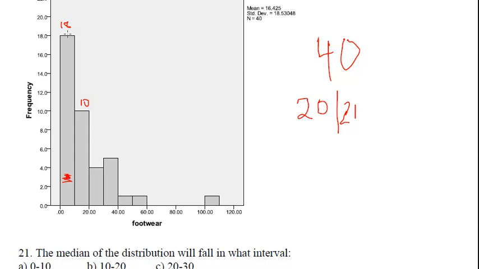Well, the first 18 observations are somewhere between 0 and 10. So I haven't reached that 20th observation. But the next 10 observations, those would be observations 19 through 28, right? Because this goes up to 18 and then I have an additional 10. And so these observations are going to be in there somewhere, and this would be my median right here. So that'd be 10 and 20. Okay, so a problem like this, you have to take into consideration the heights of the bars.